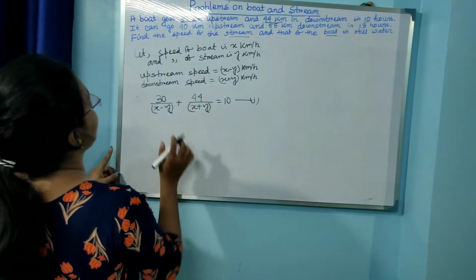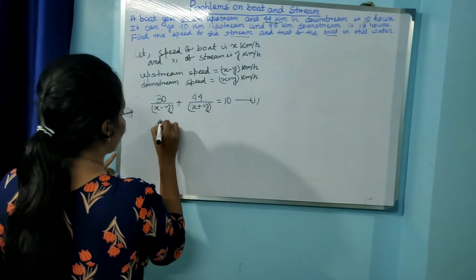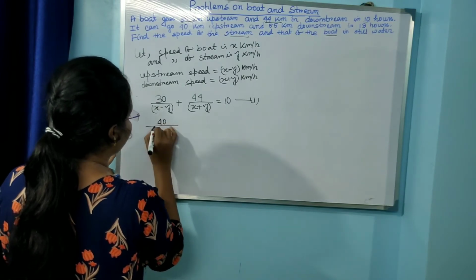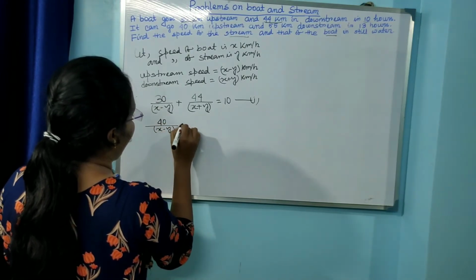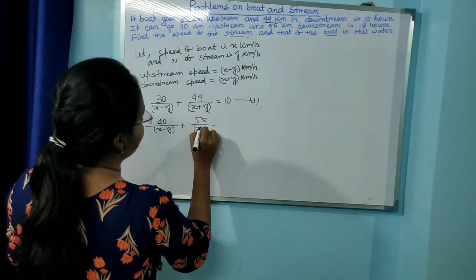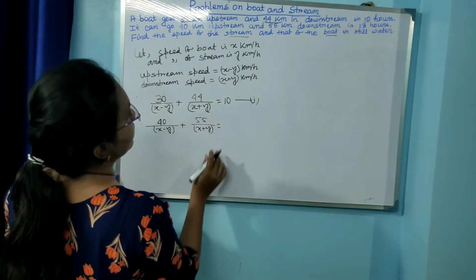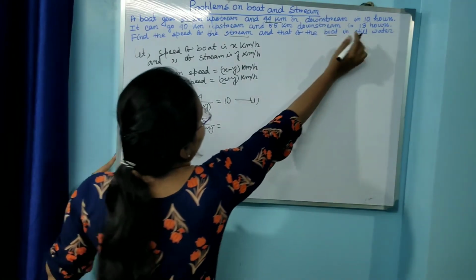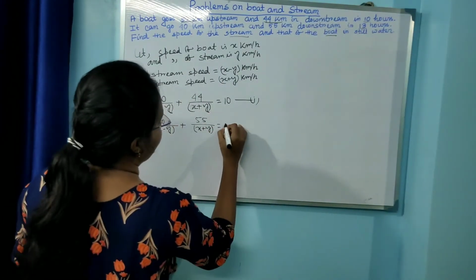So next equation is 40 km upstream and 55 km downstream. Similarly, you can construct the equation. That is, total time is in this case 13. So 13.